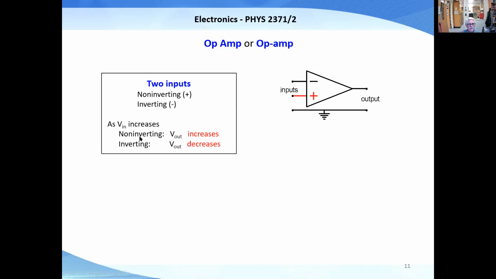So what it means is, if you have a non-inverting input, that is, if you put a voltage here on the plus and the voltage increases, then the output is going to increase. If you put a voltage change on the inverting input, the negative one here, if the voltage goes up here, then the output will go down. And that's the way it works.